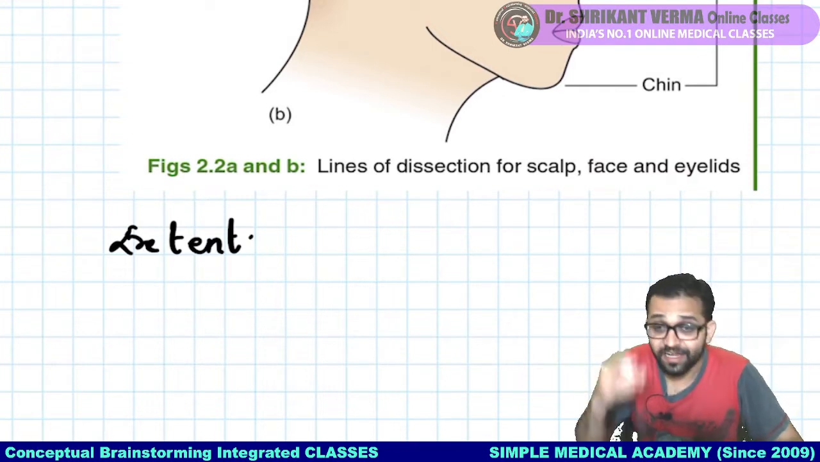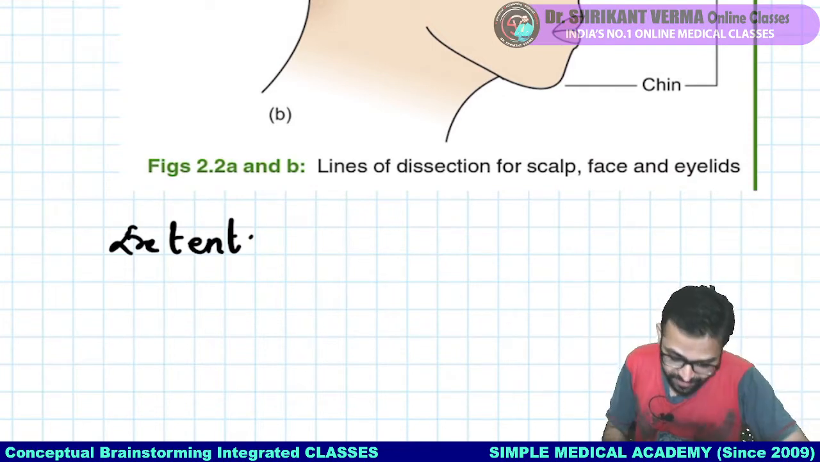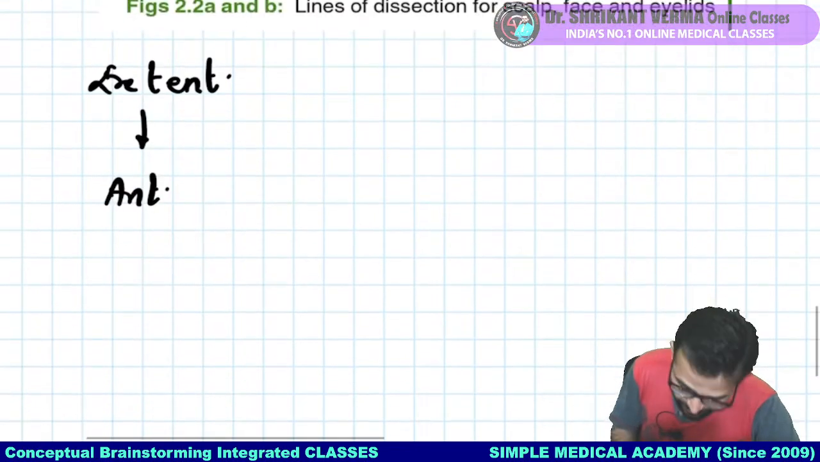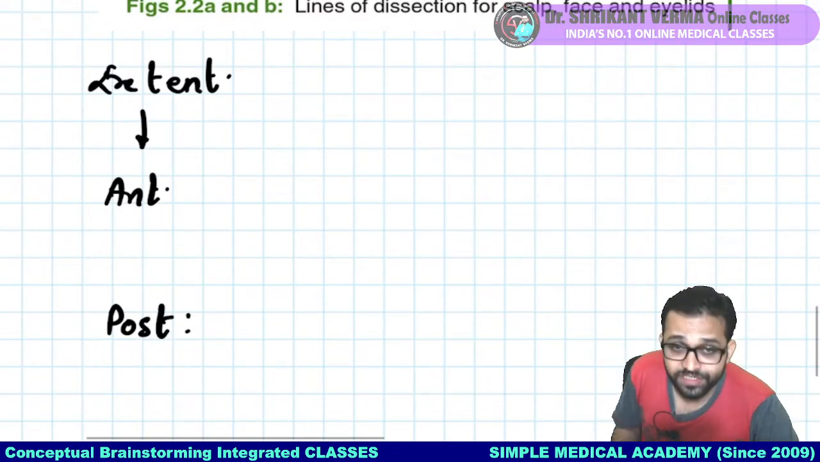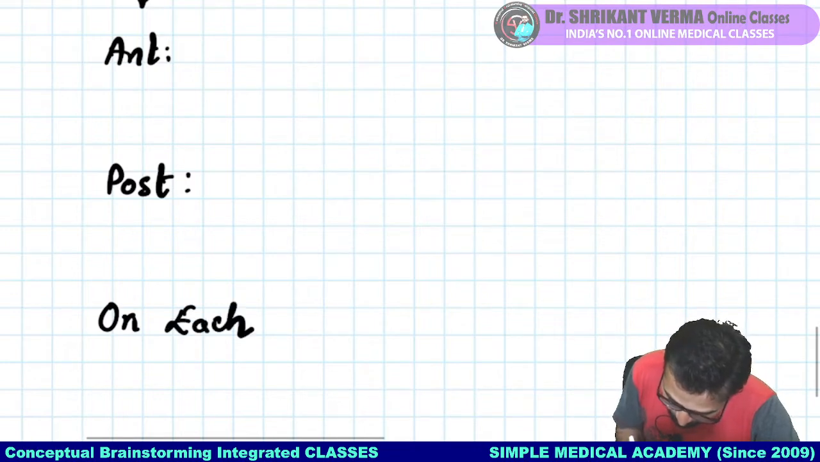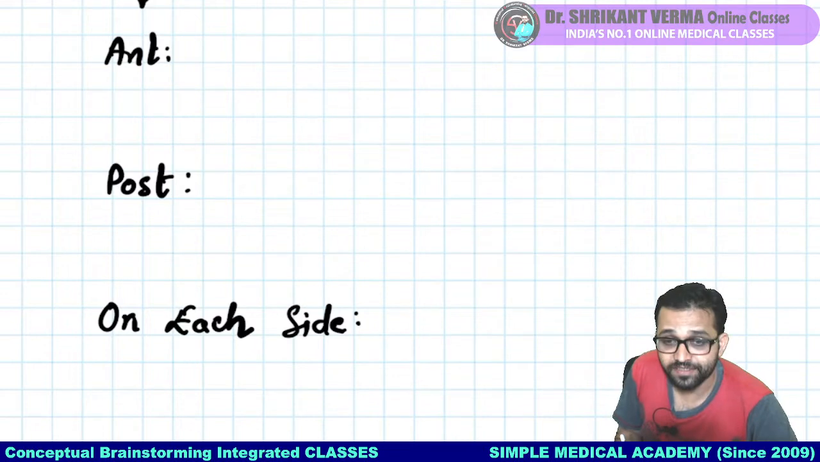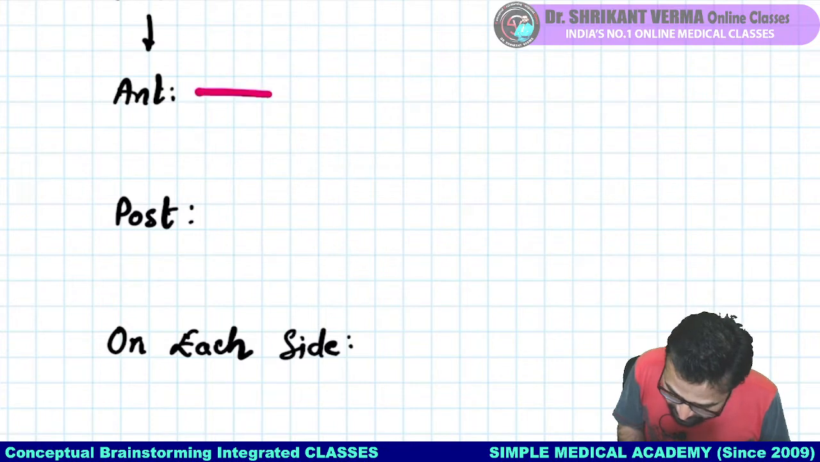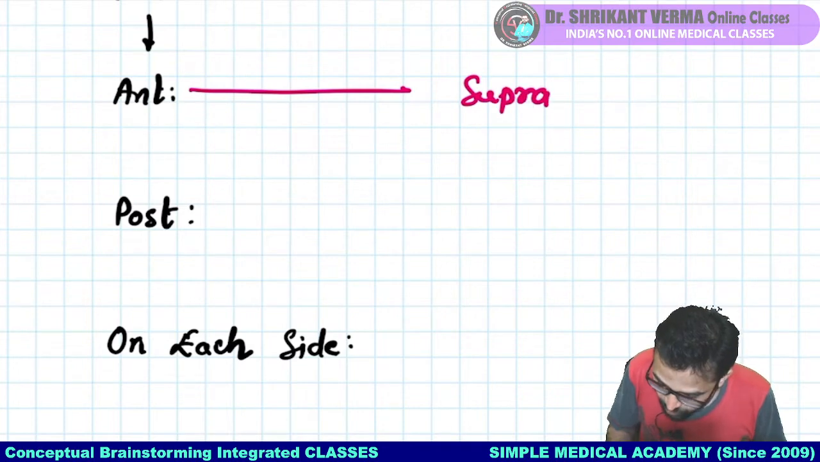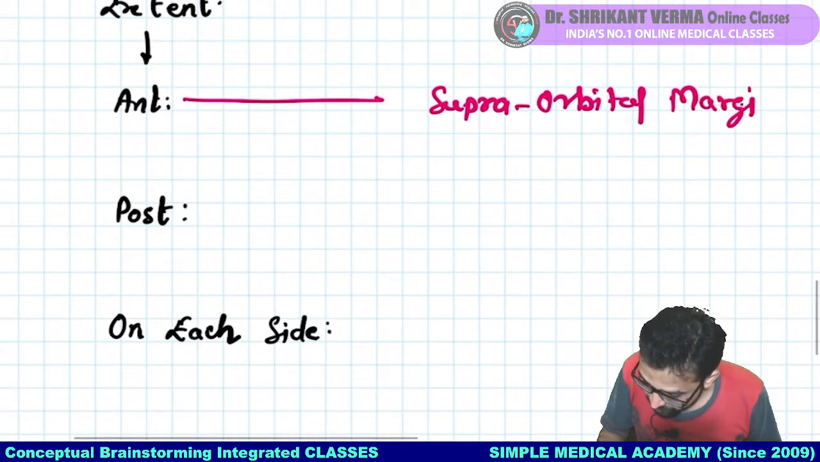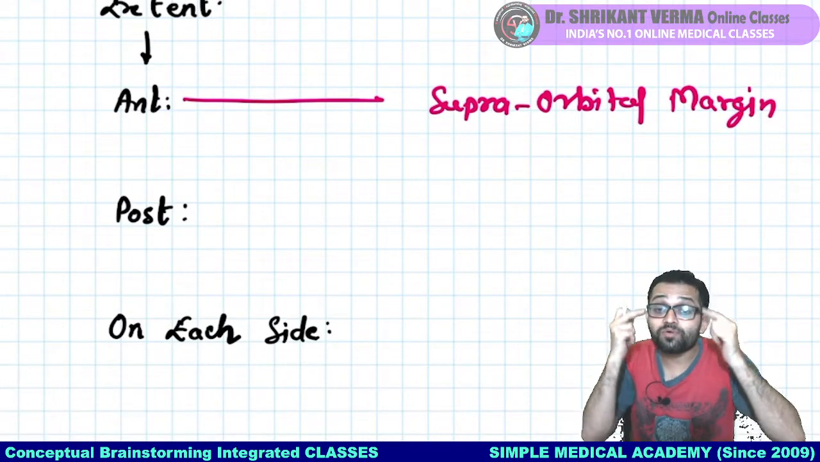You can describe the extent: anterior, posterior, and right and left, meaning the lateral sides. So you can say anterior extent, posterior extent, and then on each side. Anterior extent, what do you have to say? Anteriorly it is extending up to the supraorbital margin, the margin just above the orbit, okay.